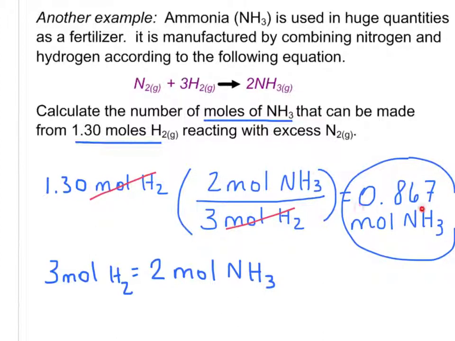Just a reminder, we have 3 sig figs here. We're limited by these 3 sig figs. These are exact numbers, so we don't need to worry about those being limiting. So we just answered the question. If we start with 1.30 moles of hydrogen and plenty of nitrogen, we can produce 0.867 moles of ammonia in our equation. So I look forward to seeing you in class and helping you solve some more of these problems.